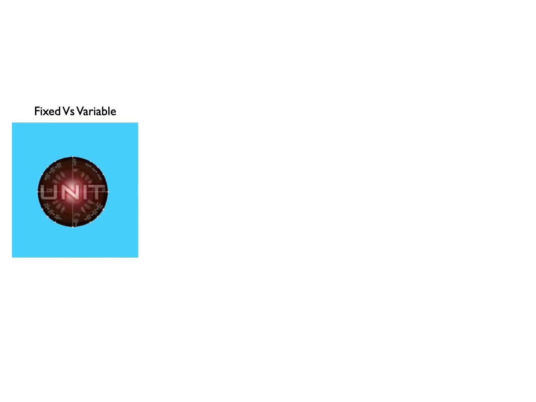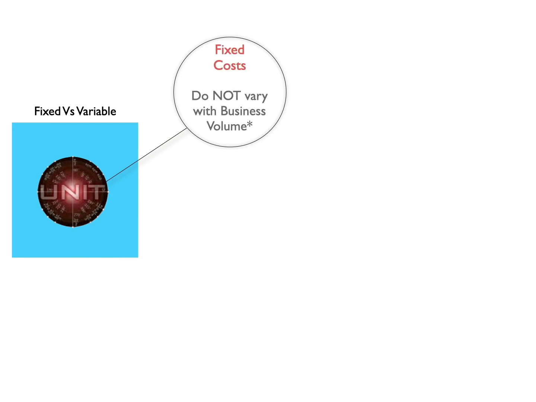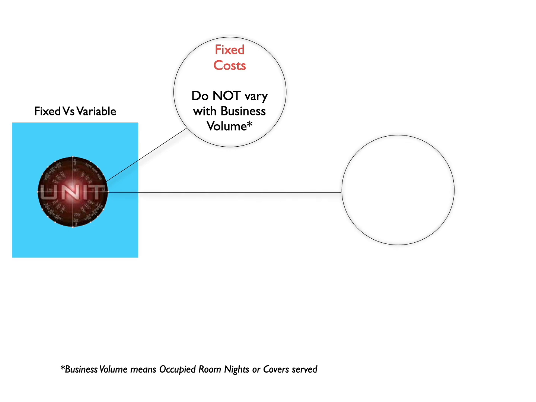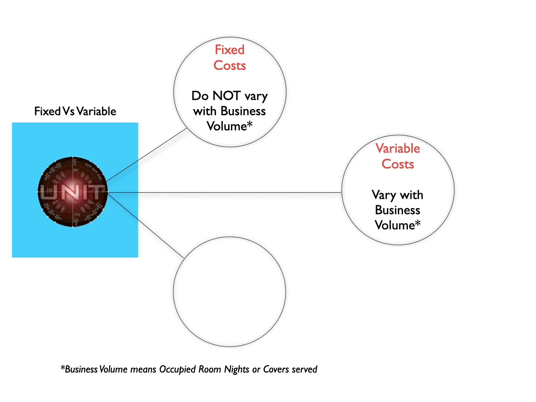Broadly, expenses can be categorized by those that do not move with business volume, fixed expenses, and those that do, variable expenses. Further, some variable expenses move in exact proportion to increase in occupancy.